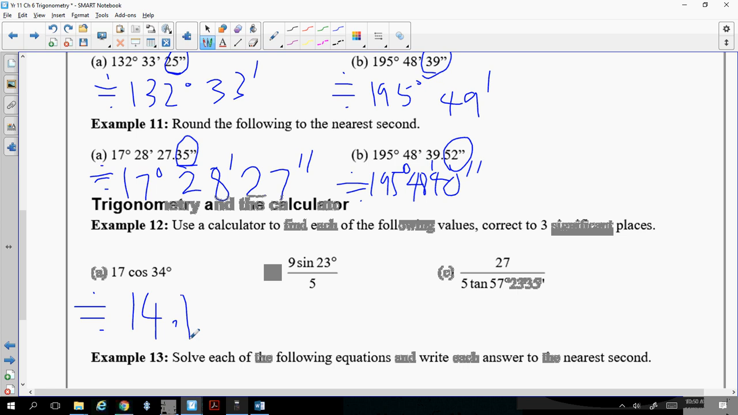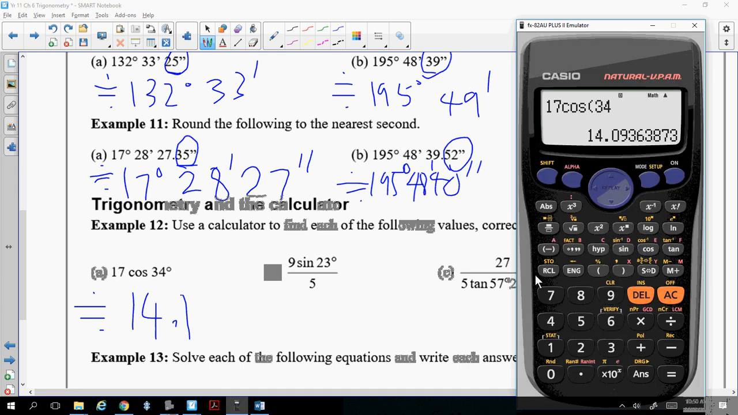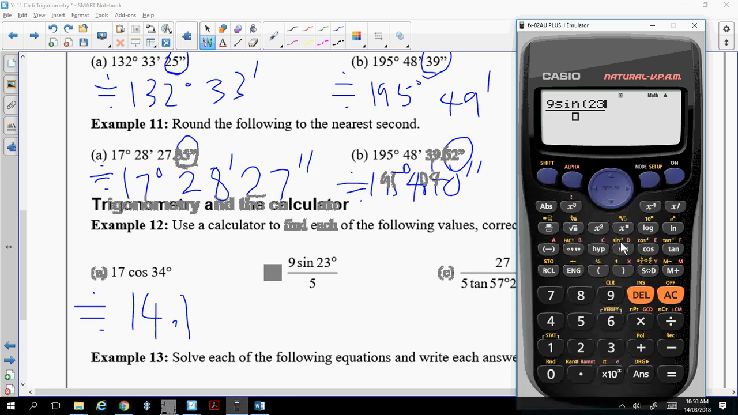Next one, just enter the fraction. So press the fraction key, 9 sine 23. Don't have to enter the degree sign, over 5. But I think when it's a fraction, you do have to close the bracket, because if you don't, it gives you an error. So make sure you close the bracket. Okay, 0.73 to 3 significant figures.